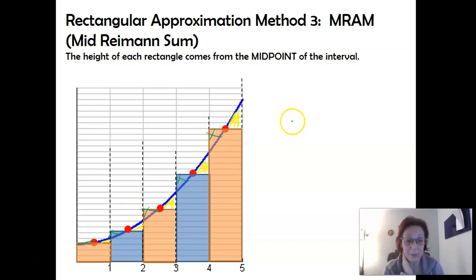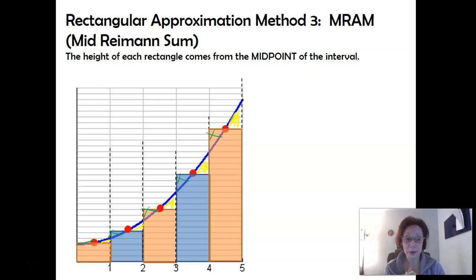In MRAM, it kind of balances out a little bit. So a lot of times, MRAM is a nice compromise for us. Okay. Now the thing is, the different approximation methods can be more accurate depending on the function.